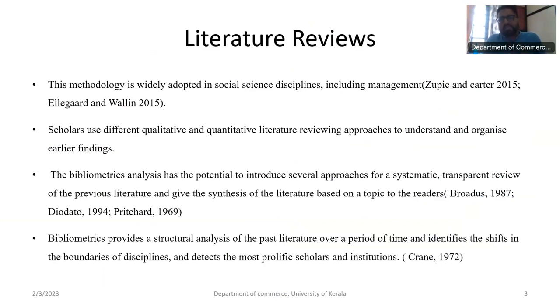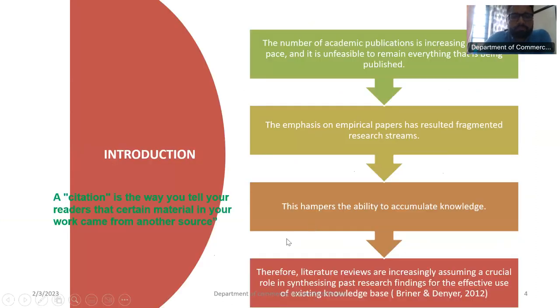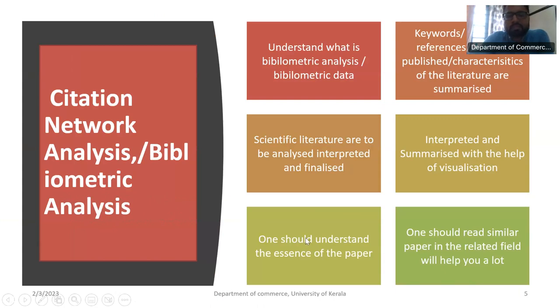And it has the potential to introduce several approaches for a systematic, transparent review of the previous literature and give a synthesis of the literature based on a topic to the readers. So this is the main purpose of this bibliometric analysis. You know about citations. The citation analysis can also be performed with this bibliometric analysis.